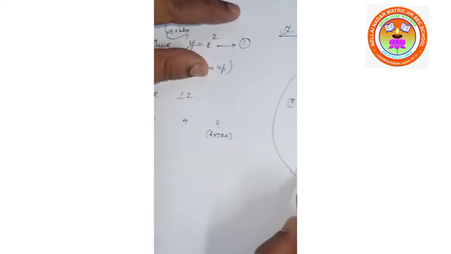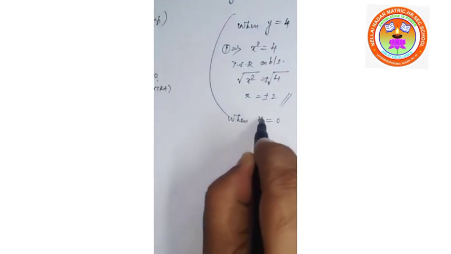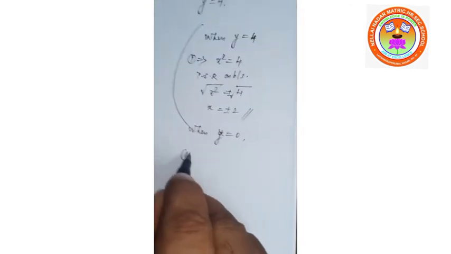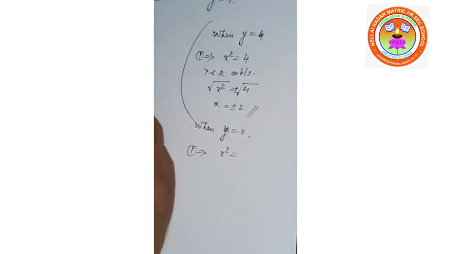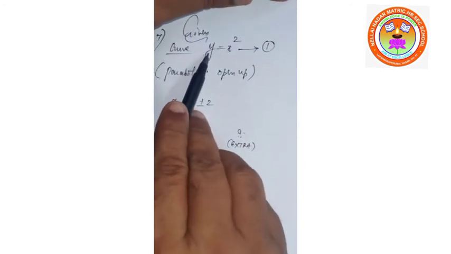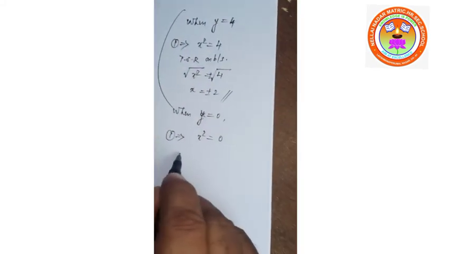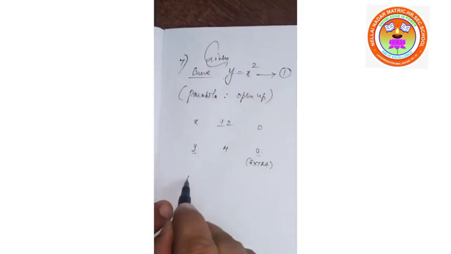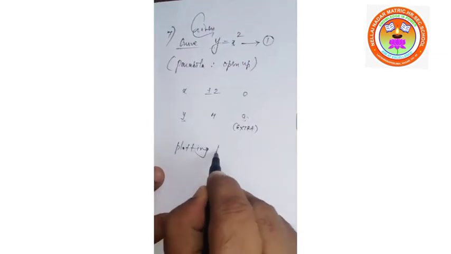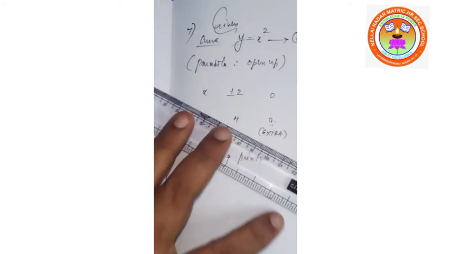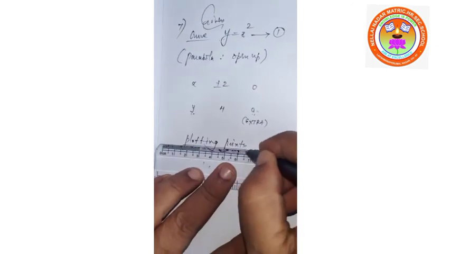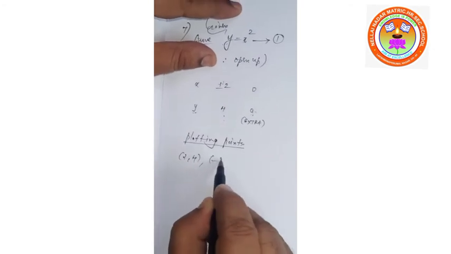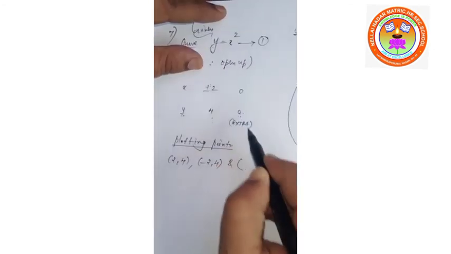Now when y equals 0, equation number 1 implies x squared equals y, so y can be replaced by 0. x squared equals 0 means definitely x equals 0. Plotting points: 2 comma 4, minus 2 comma 4, and 0 comma 0.